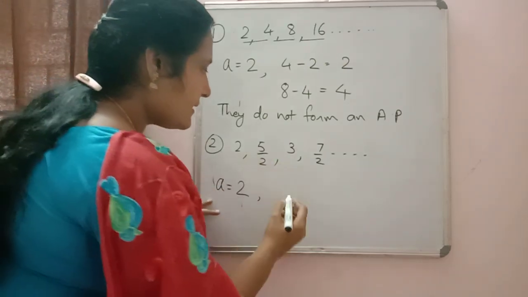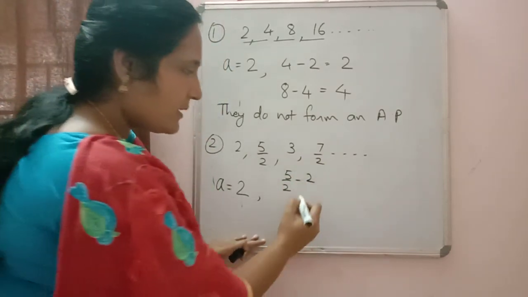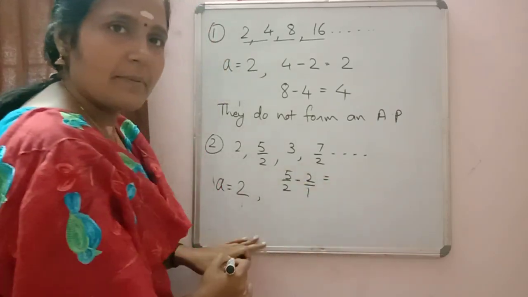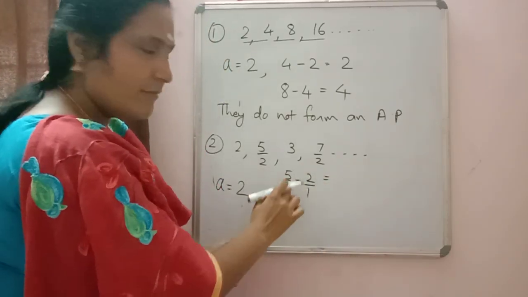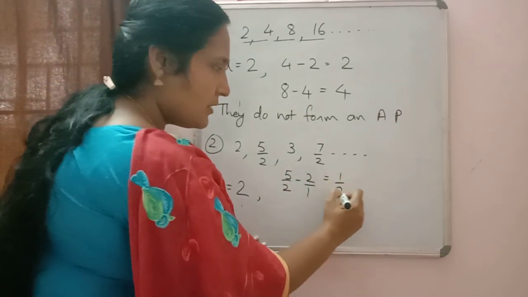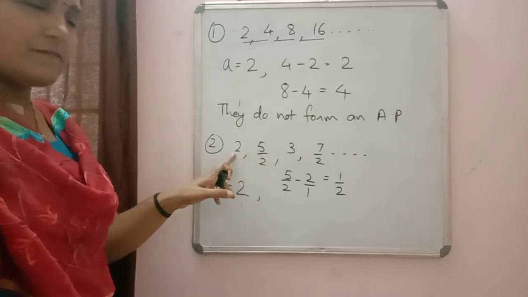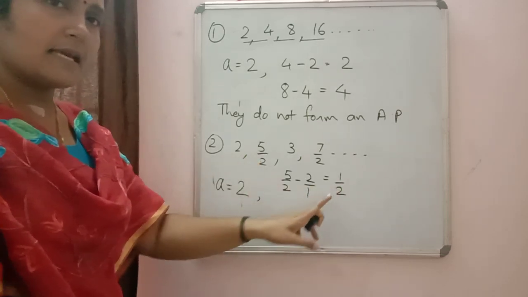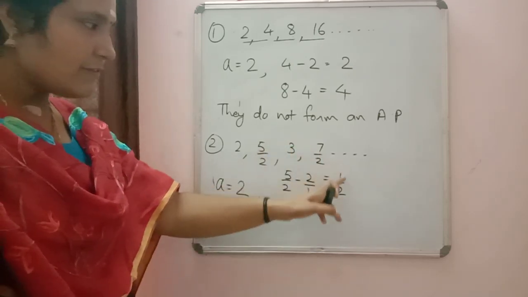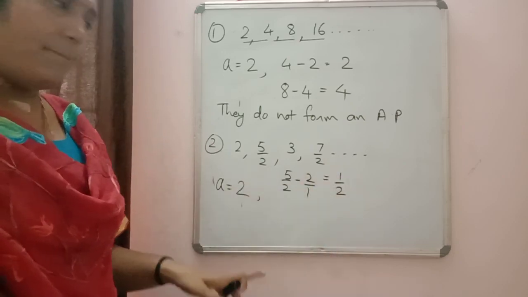I am doing second term minus first term: 5 by 2 minus 2. 2 can be written as 2 by 1. Again do the cross multiplication. What will come? 5 minus 4 by 2. So 5 minus 4 is equal to 1 by 2. When we did second term minus first term, we got 1 by 2. In the same way we have to do this with all the numbers.